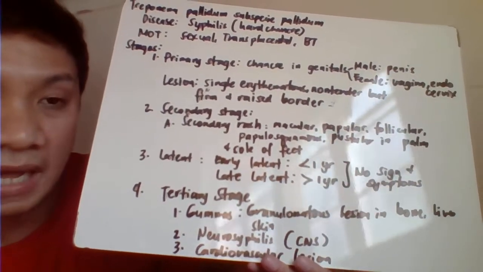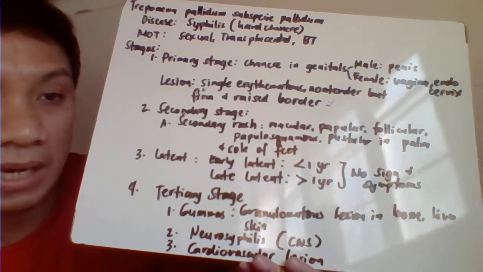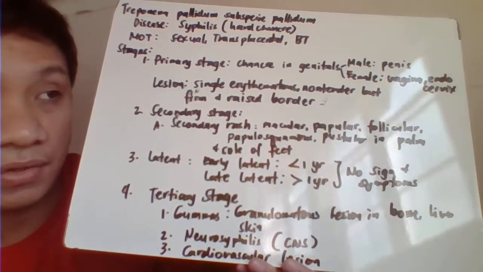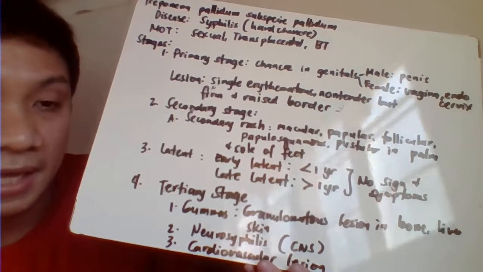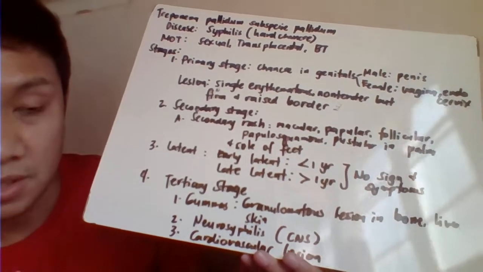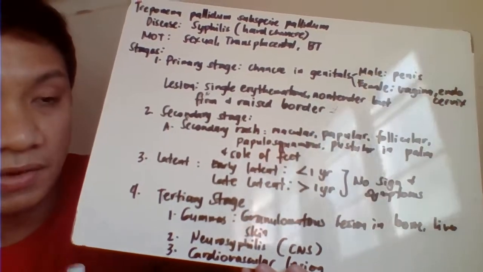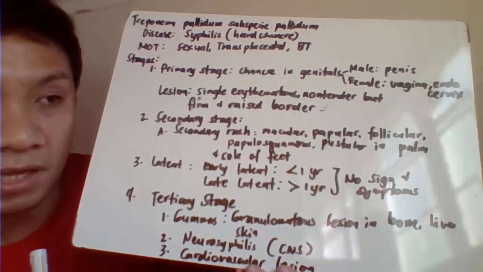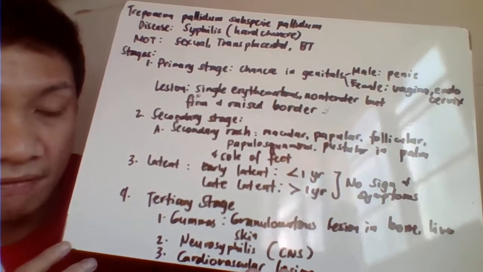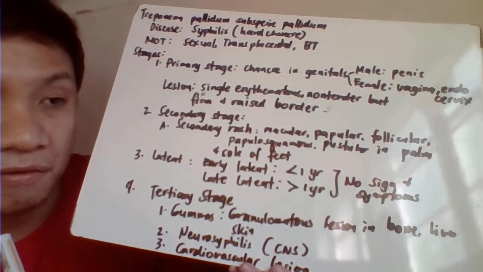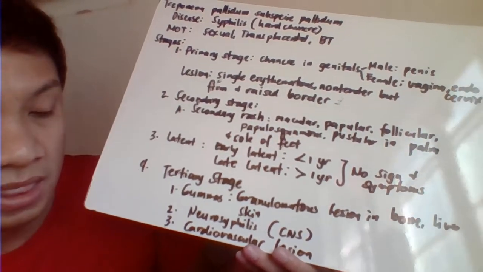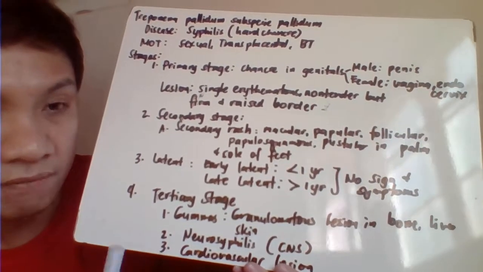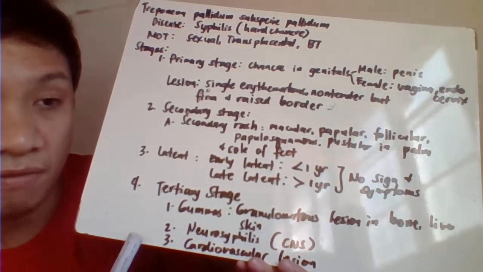So you have the early latent stage that occurs in less than 1 year, and we have the late latency that might occur after more than a year. Then you enter the tertiary stage with the following manifestations. The first one, gummatous, is characterized by granulomatous lesions, primarily found on the skin, the liver, or even the bones of the patient. Then there is also CNS involvement, which you call neurosyphilis, with cardiovascular involvement as well.